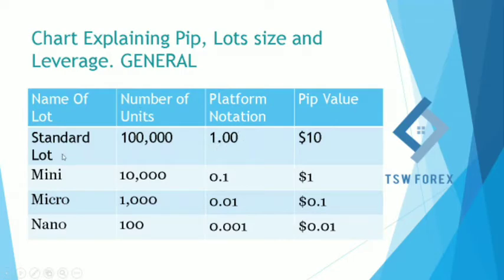So we have our standard lot, which gives you 100,000 units of currency, but we type 1.00, and it has a pip value of $10. A mini lot, which is 10,000 units of a currency, on the platform we wouldn't write 10,000, we write 0.1, and it has a pip value of $1. Microlot, 1,000, etc.